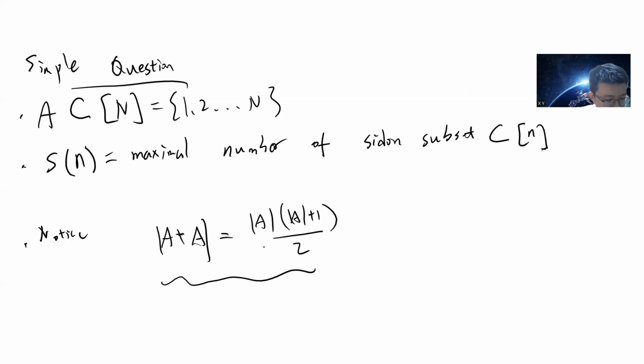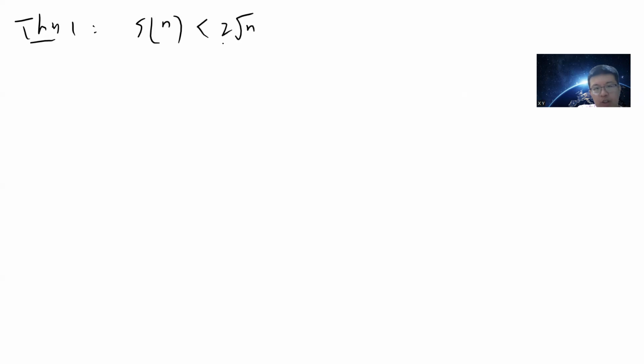Okay, so the question is the upper bound and lower bound of this S(n). Let me just write down the simple fact. Okay, so 0 and 1 is that this S(n) is lower bound. The upper bound is easy to achieve, easy to prove. The trivial upper bound is 2 square root of n. Okay, and the proof is very simple.